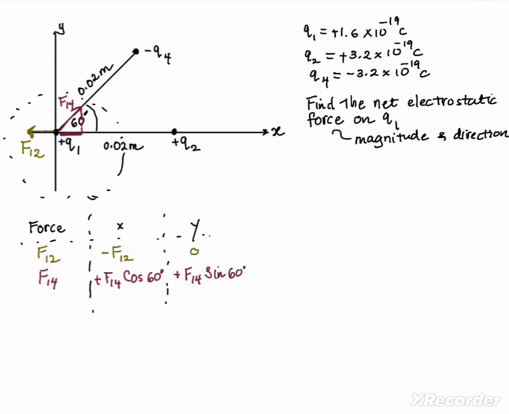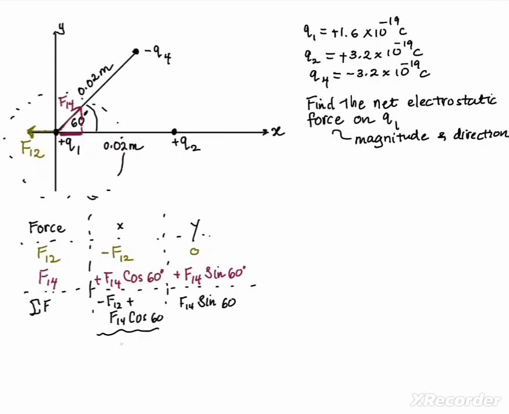And then these are just two vectors, so to add vectors, we can add the components of the vector. So this is the sigma, or the summation of the forces. For the x, we have minus F12 plus F14 cosine of 60. And then on the y, we have 0 plus F14 sine of 60.